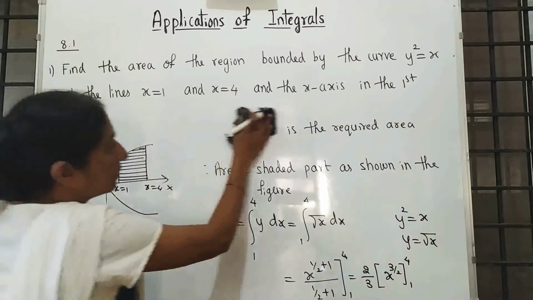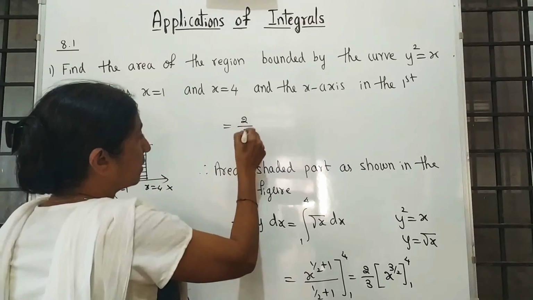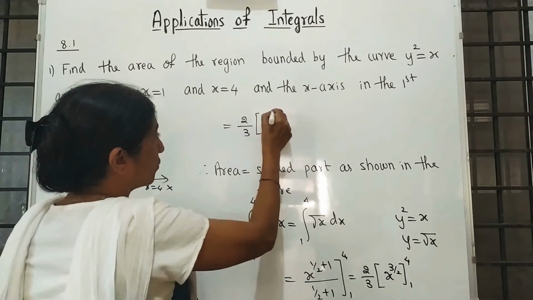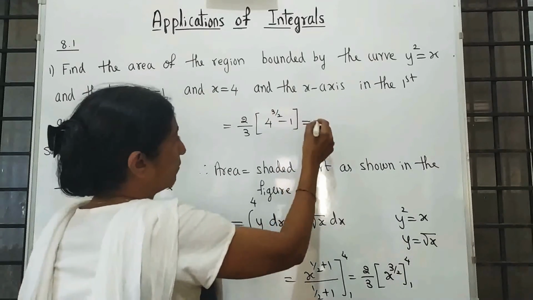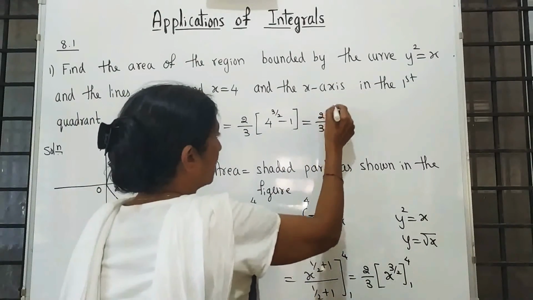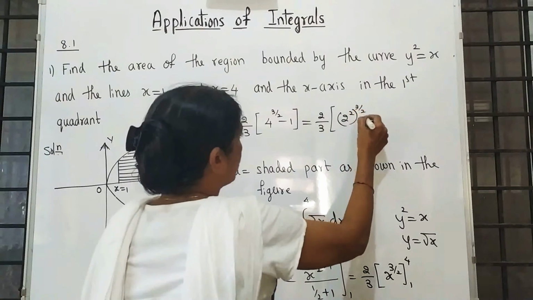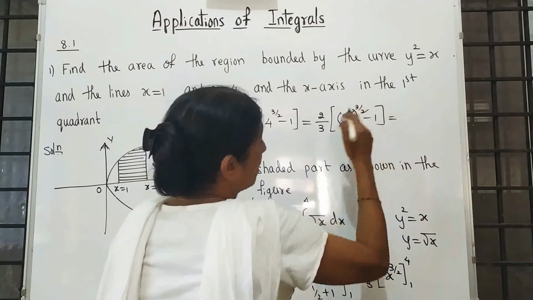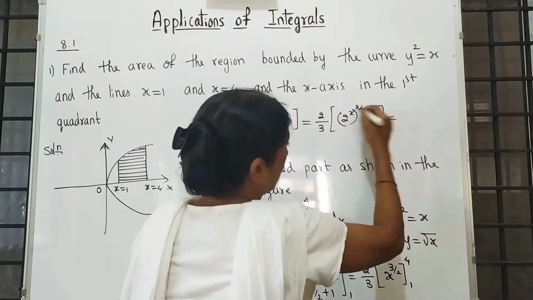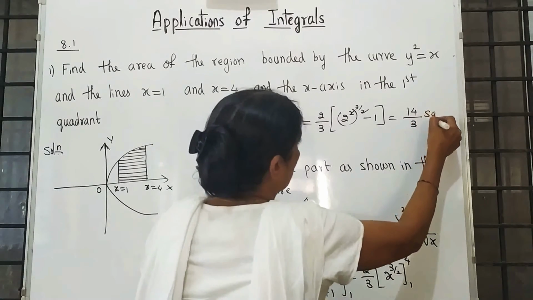Now simplify this. 2 by 3 as it is, first upper limit 4 raised to 3 by 2 minus 1 raised to anything is 1, that's why I am writing simply 1. 2 by 3, 4 is written as 2 square raised to 3 by 2 minus 1. So it is 2 cube, 8 minus 1, 8 minus 1 is 7. 2 by 3 into 7 is 14 by 3 square units.